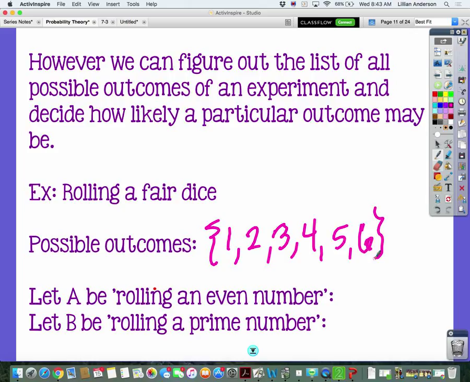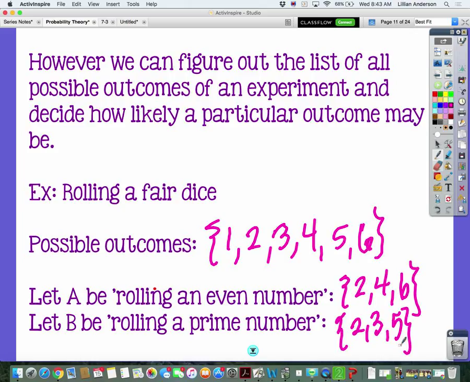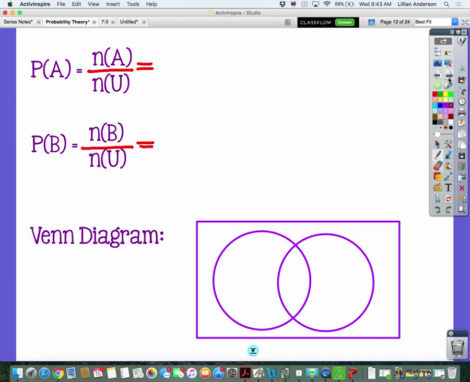Now, we're going to let event A be rolling an even number. Well, those only options are 2, 4, and 6, of course. And then B be rolling a prime number. Our prime numbers are going to be 2, 3, and 5. We do not consider 1 because 1 is not a prime number. A prime number is a number that's greater than 1 that's only divisible by itself and 1.